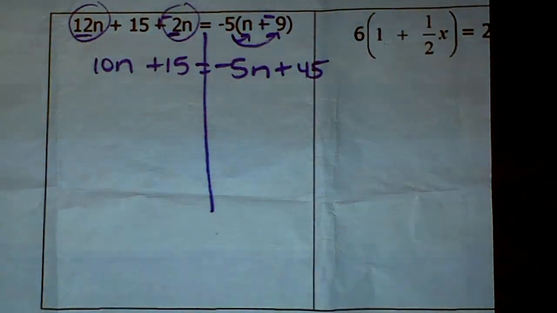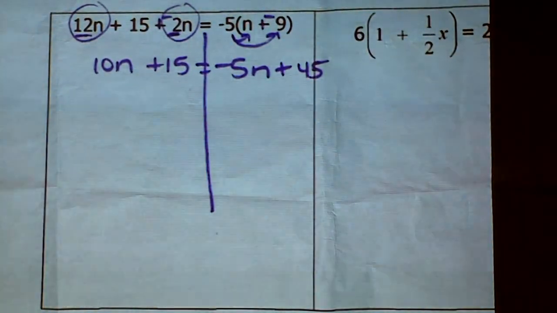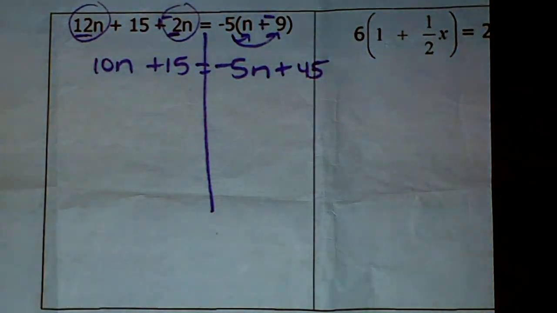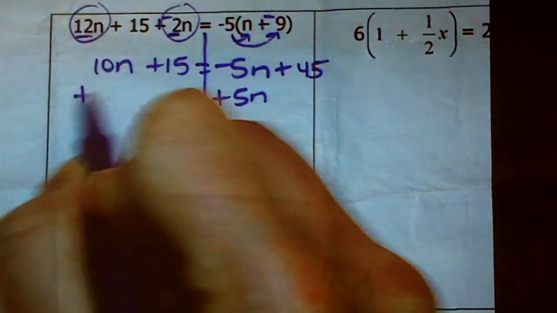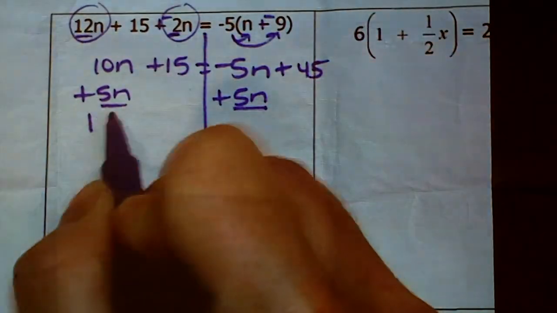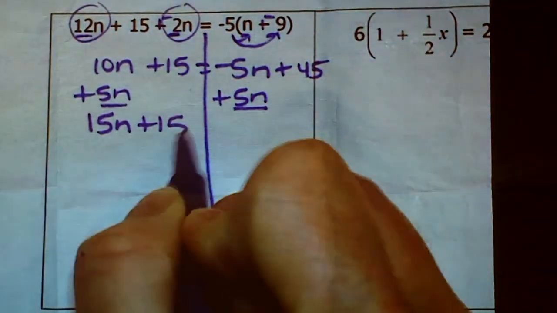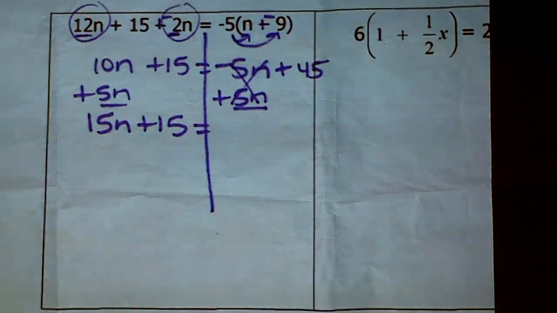Now this looks like the ones we just did. So I have variables on both sides. I'm going to pick one of the variable terms to get rid of. I choose this one so that I can have a nice positive coefficient. So 10n plus 5n is 15n, plus we still have our 15. Negative 5n plus positive 5n, 0, gone.